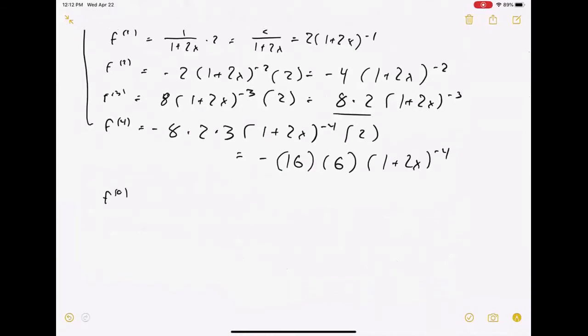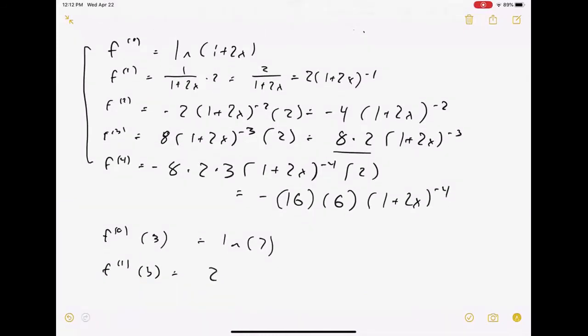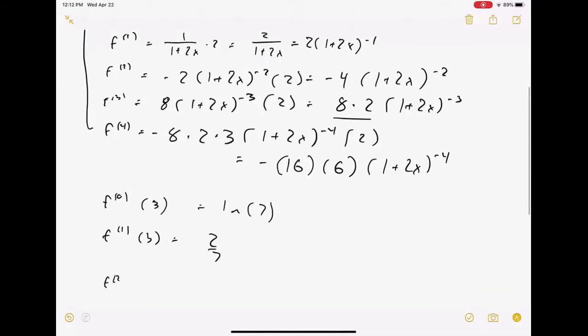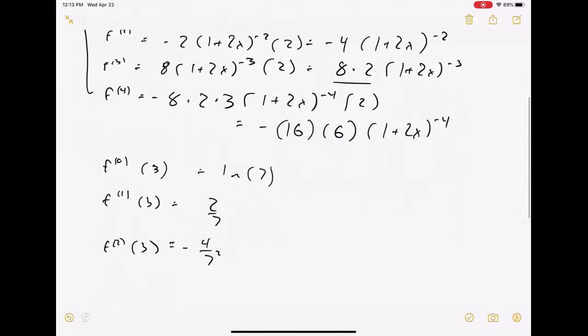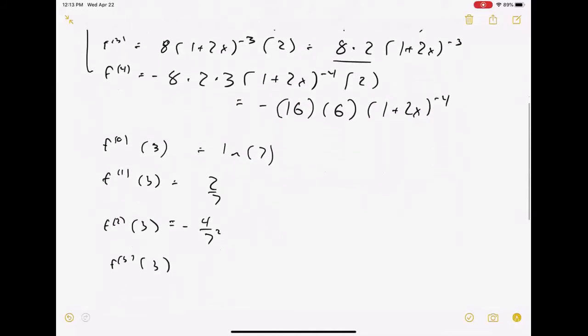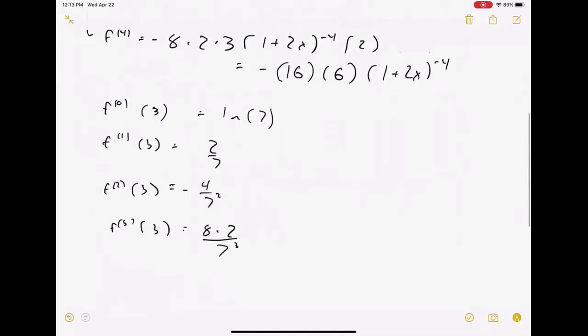When I plug in 3, I get ln of 7. Then I get 2 over 7. Then I get negative 4 over 7 squared. Then I get 8 times 2 over 7 cubed, and then finally negative 16 times 6 over 7 to the 4th.